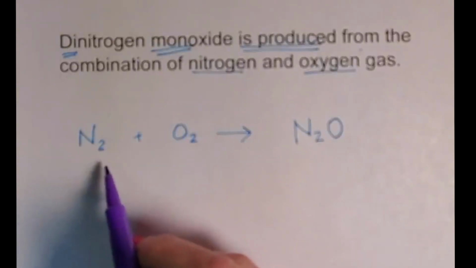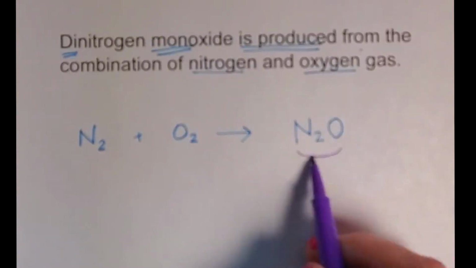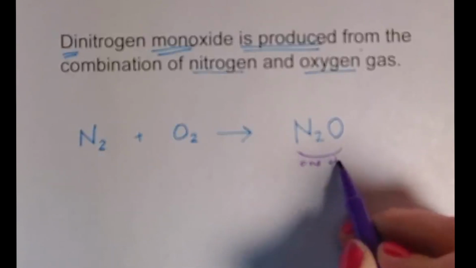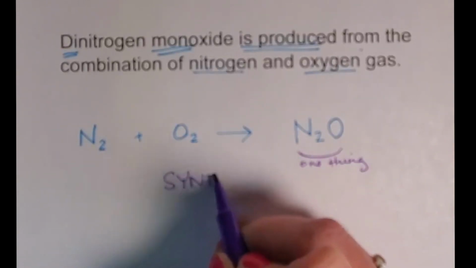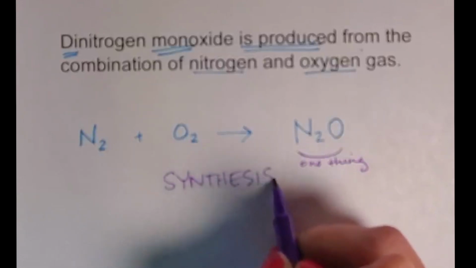In this reaction, the nitrogen gas and the oxygen gas combine to form the N2O. When you have one product, that indicates that you have a synthesis reaction.